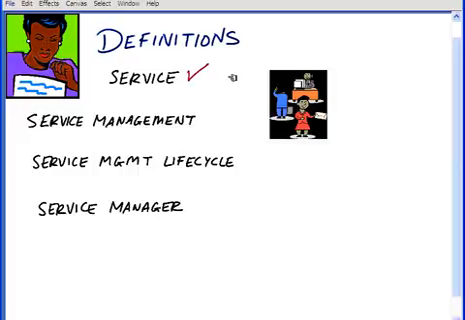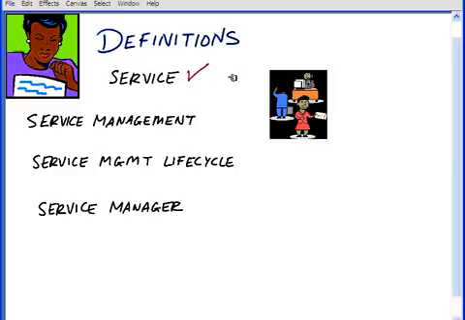Now, another concept related to service is that of a service asset. And a service asset is defined as any capability or resource that can be provided by a service provider. So typically we think of assets as things that a company owns, like the workstations and the servers and the personnel and money in the bank and intellectual property, things like that. But a service asset is sometimes much more ethereal.